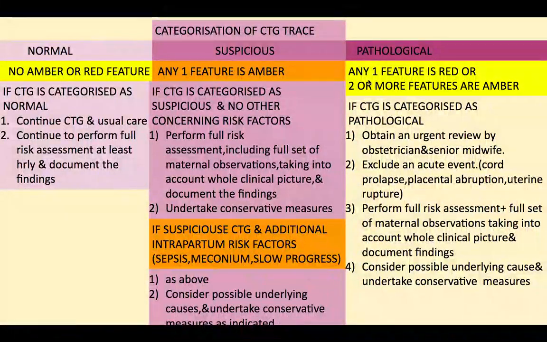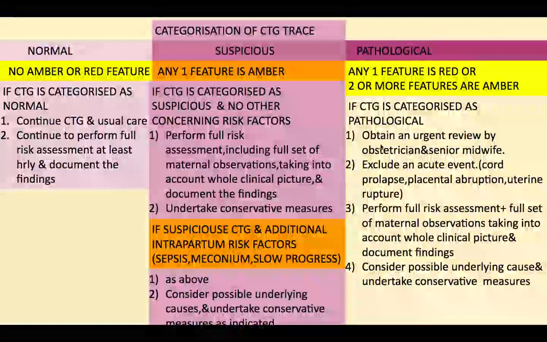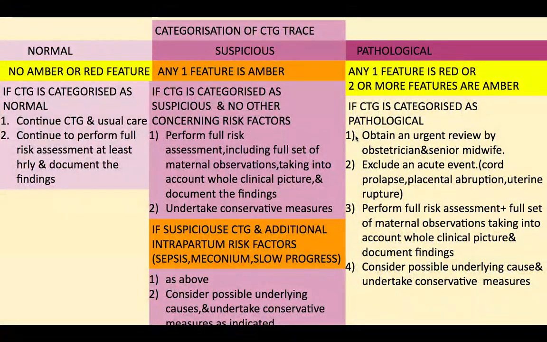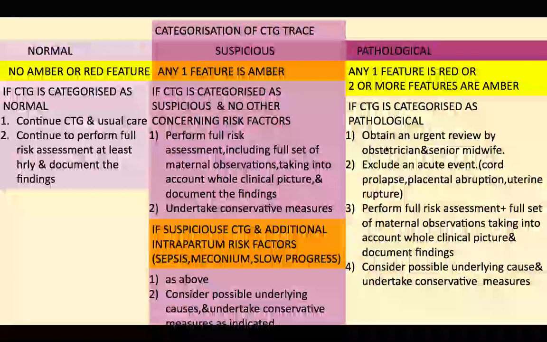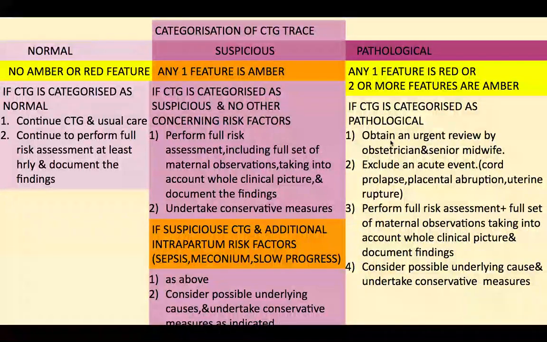The fourth scenario is that if one feature is red or two or more features are amber, we will categorize it as a pathological CTG. So if the CTG is categorized as pathological, obtain an urgent review by the obstetrician and the senior midwife. This is the number one point. Usually the candidates and the students do not take this point into account in the answer options. This is a wonderful option. This is mentioned by the guidelines, so we can choose it.